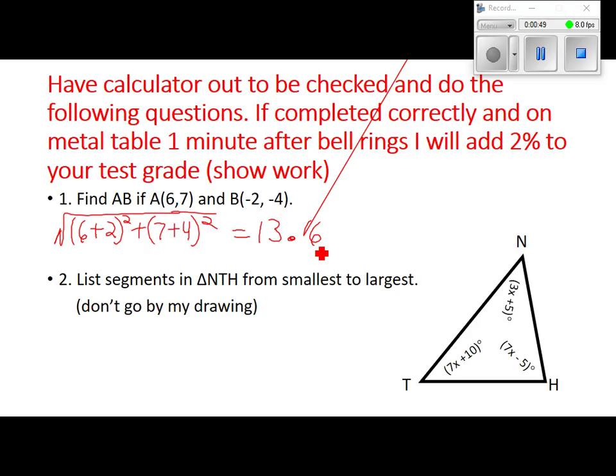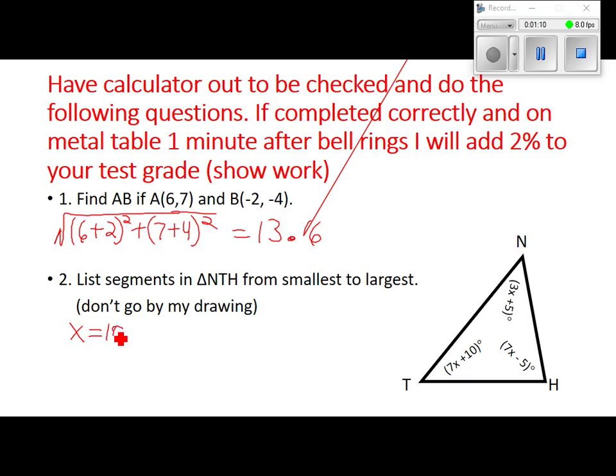List the segments in order. On a lot of them that we did last chapter, you could just go through and say, okay, I know this one's bigger than that one. Now, the smallest is a little harder because of these two. So I actually went through and found x, and I think x came out to be 10. Yep.